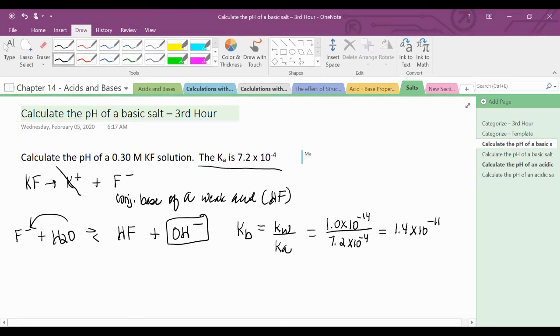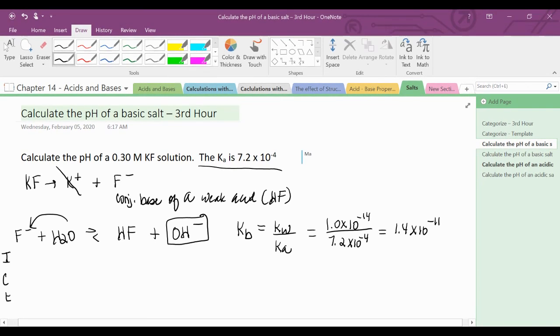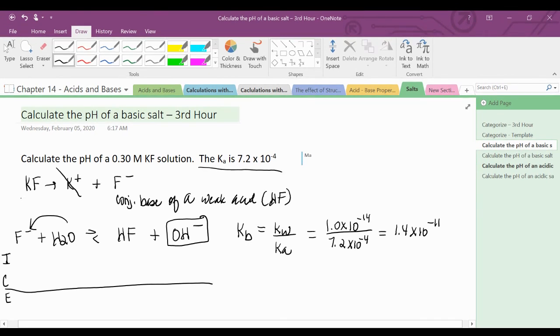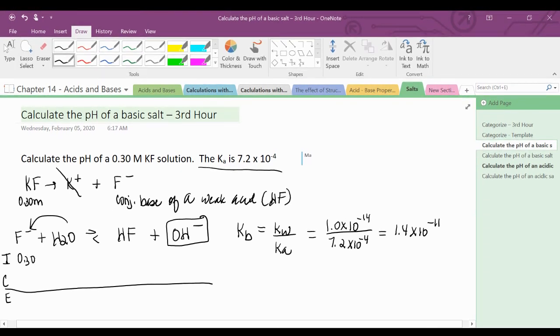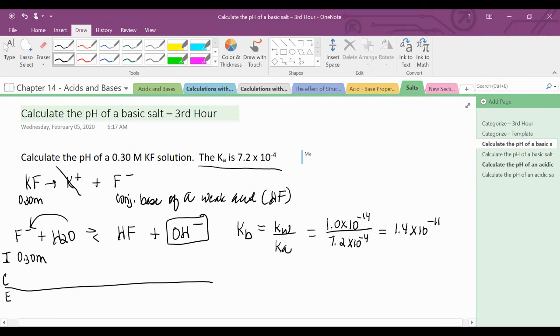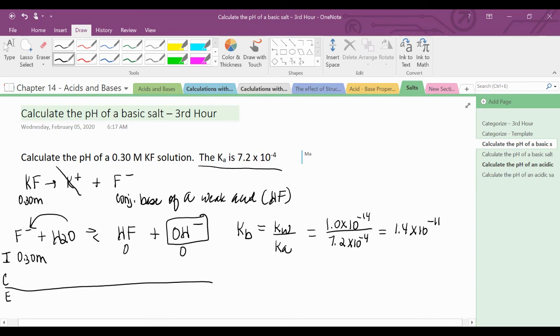Okay, now for this, we're going to need to make an ICE table. And so the concentration of my salt was 0.3 molar. And if I look, everything in this equation is in a 1-to-1 ratio. So that means the concentration of fluoride is also going to be 0.3 molar. Okay. Now, we don't have to worry about water. It's a pure liquid. We have no HF or hydroxide in the beginning.